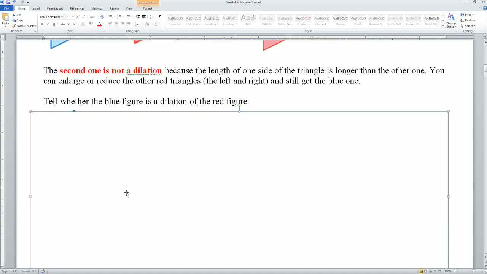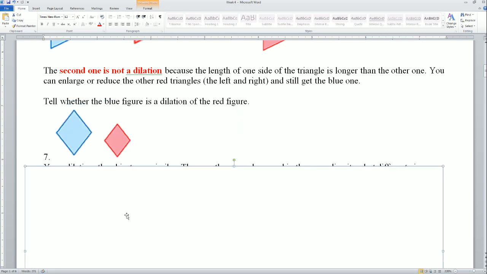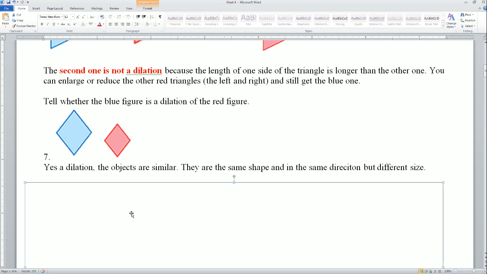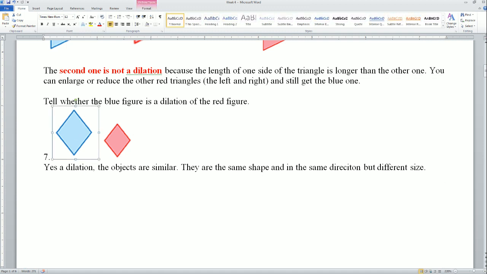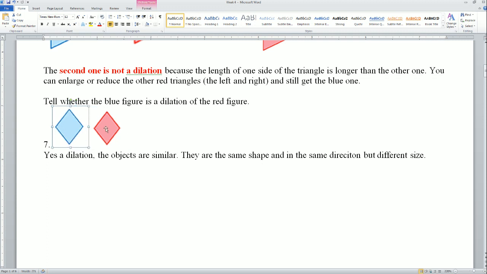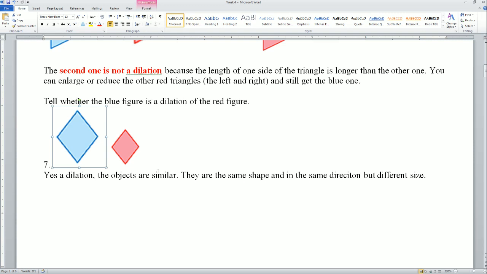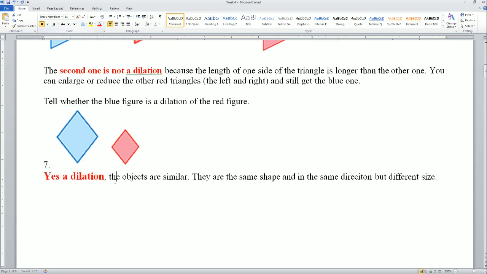Next, so the series of figures here, it says tell whether the blue figure is a dilation of the red figure. So I say yes, it is a dilation because the objects are similar. They are the same shape and in the same direction, but different size. So watch me dilate, or let me reduce this blue one, and you see how it matches exactly with the red one, right? Perfectly. So I would say that this is a dilation. That would be my solution.